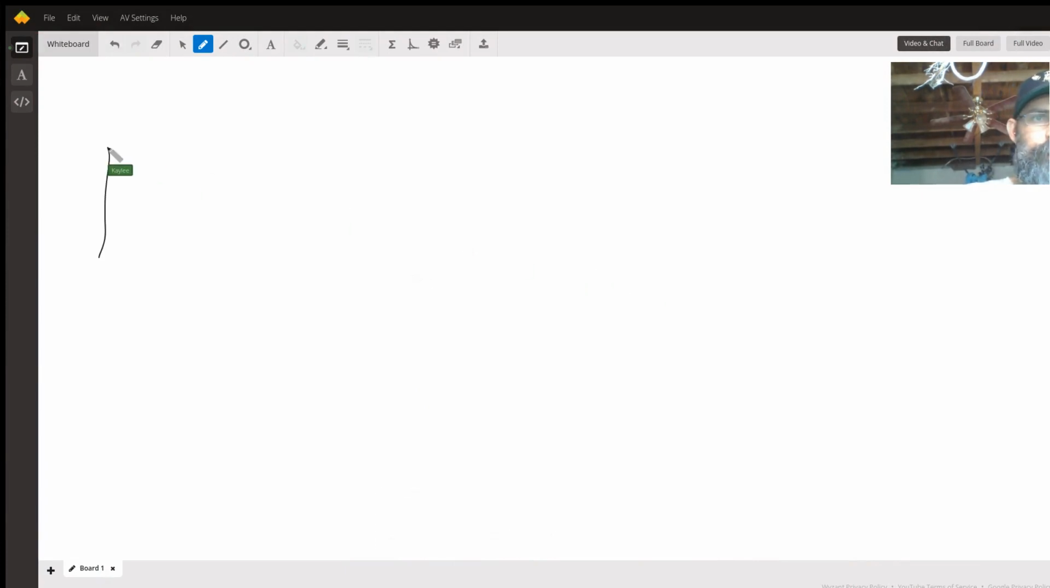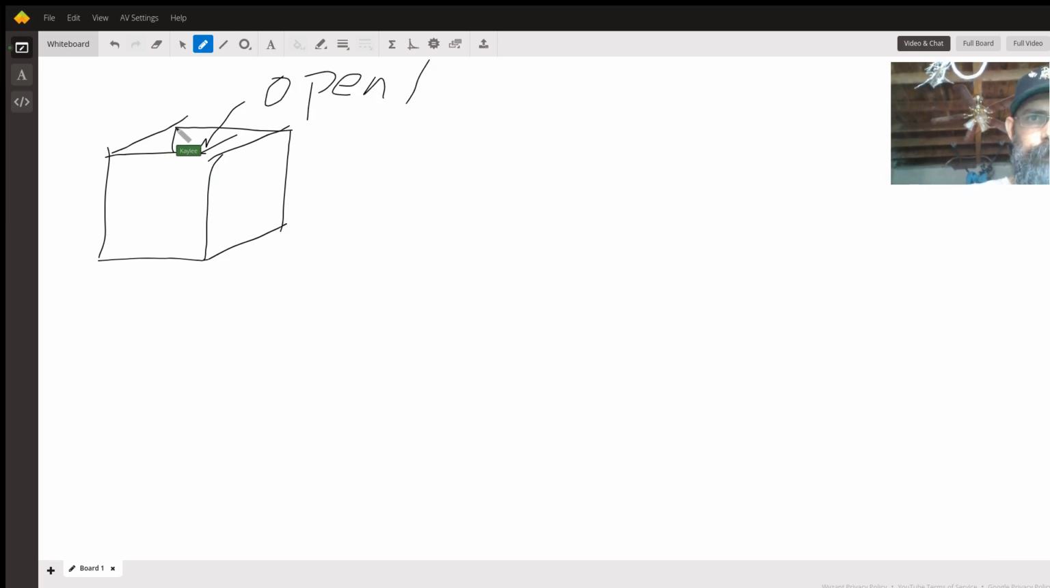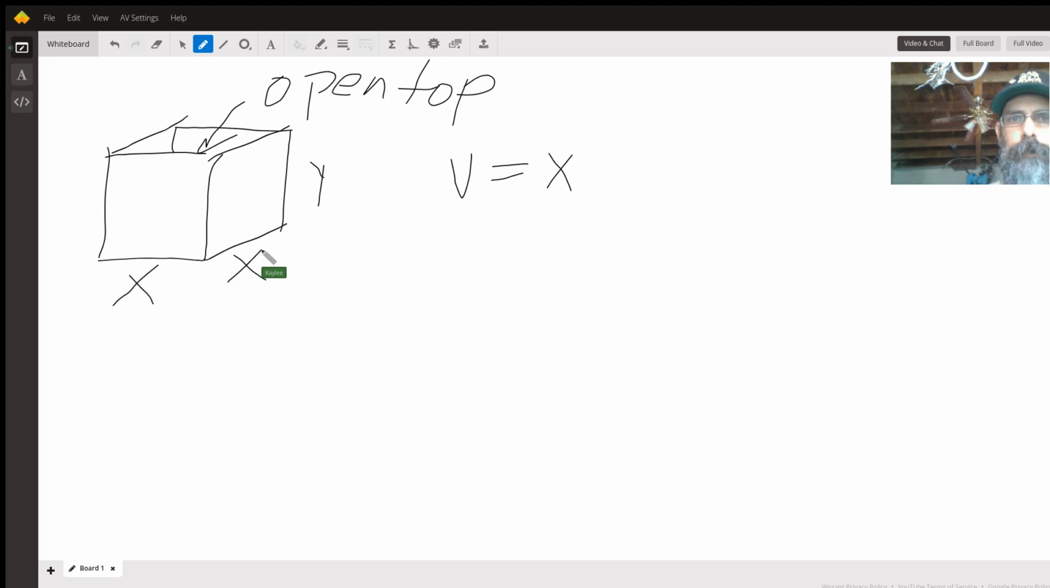Right, so we have a box with a square base and an open top. So this is your open top here. Square base means it's got x and x as variables for the two bases on the bottom, and we'll call the height of it y. So the volume winds up being base times width times height, which is x squared times y.